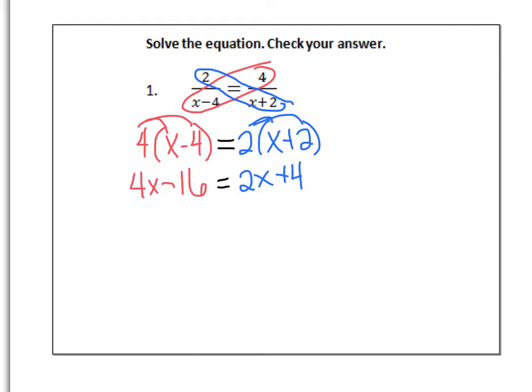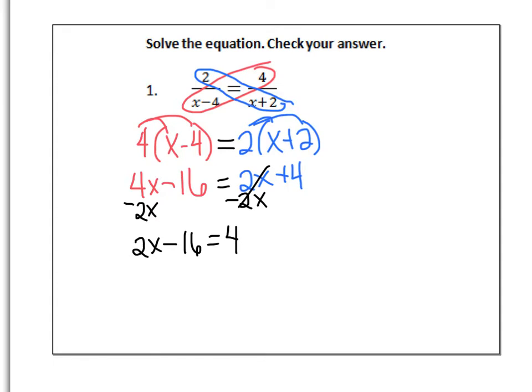Now we have like terms, our x's, but they're on opposite sides of the equal sign, so we have to do the opposite. So I recommend moving the smaller one over to keep things positive, and the smaller one would be the 2x. Since it's a positive 2x and I have to cross the wall, we're going to do the opposite, so we're going to subtract it. 4x minus 2x is 2x. Bring down the minus 16. Cross out the 2x on the right, and we're left with a 4.